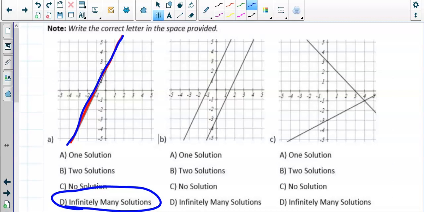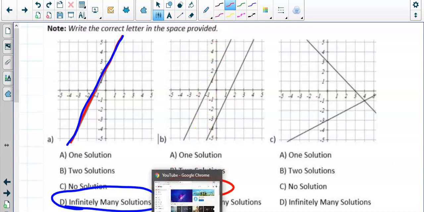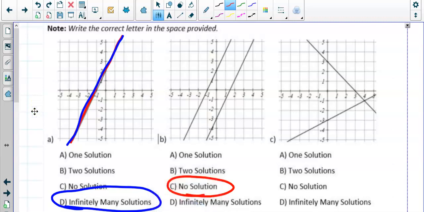Two solutions? Do they hit each other? A solution means that they're going to hit somehow. So what kind of lines are these in part B? That's a no solution because what kind of lines are they? They're parallel. That's right. Parallel lines will never hit. So that right there is a no solution. When you have two lines that never hit, that is a no solution for us.